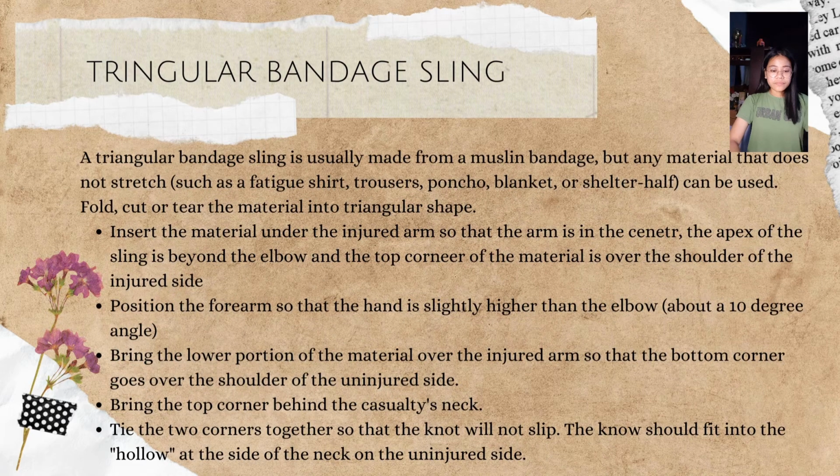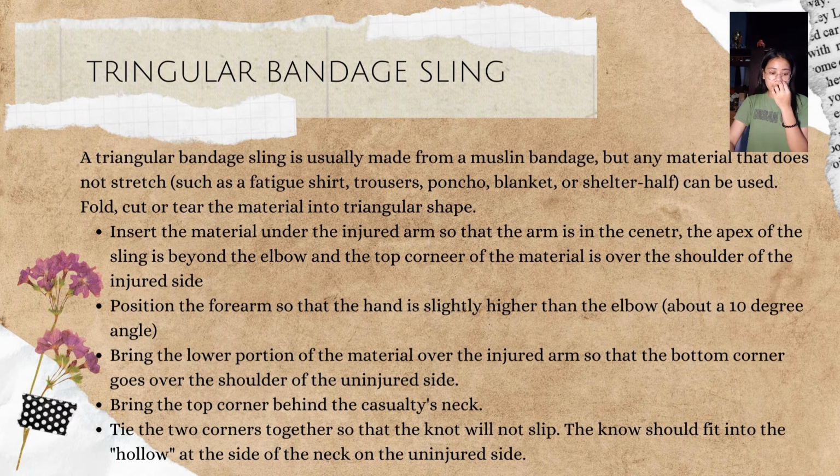And then, moving on to the last one, we have the triangular bandage sling. This technique is used to support an injured arm or shoulder fracture or dislocation, and it helps to immobilize the injured joint. A triangular bandage sling is usually made from muslin bandage, but any material that does not stretch, such as a fatigue shirt, trousers, poncho, blanket, or shelter half can be used.